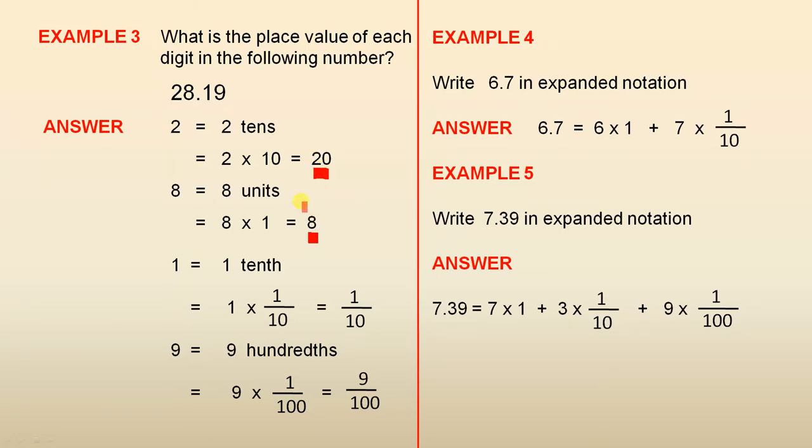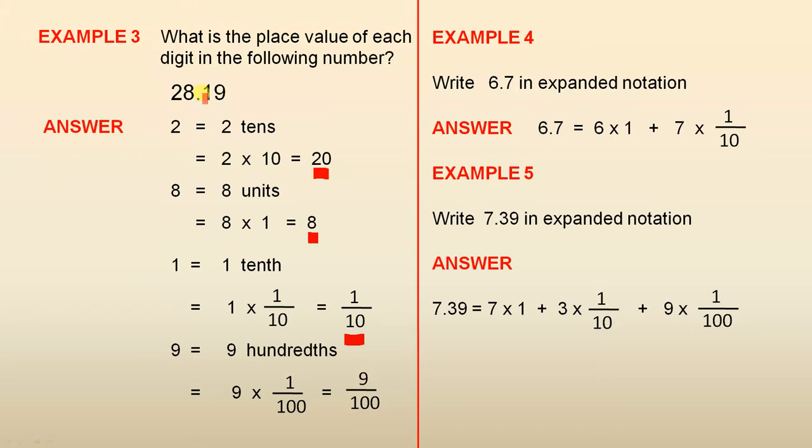There's your 28. Now the first digit after the decimal point to the right is in the tenth column, so it's 1 by 1 tenth, which is 1 tenth. So that's the value of the 1. It's actually not 1, it's 1 tenth. Now this is an interesting one.